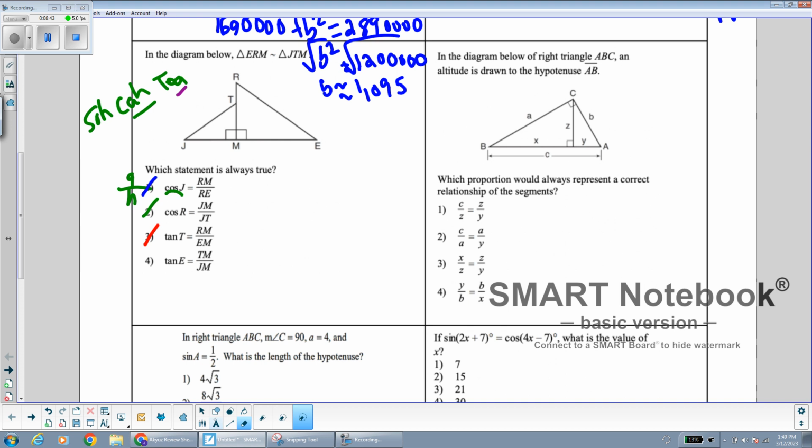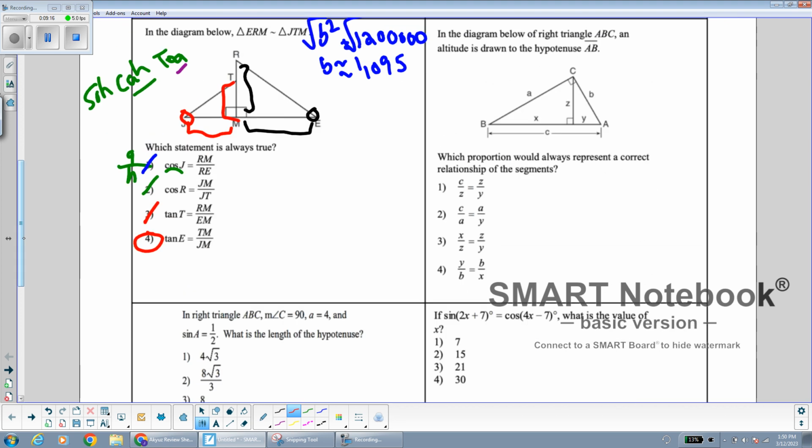So that tells me the last one's probably going to be true. But let's see why. Otherwise, we did something wrong. We have to go back. Once again, tangent. From angle E, tangent would be RM over ME. It doesn't say that here. But remember, tangent of angle E is the same thing as tangent of angle J. Opposite would be TM over adjacent JM. And that's exactly what this one says, TM over JM. We found the correct answer choice. It was really annoying to go through all of them, but we found it.